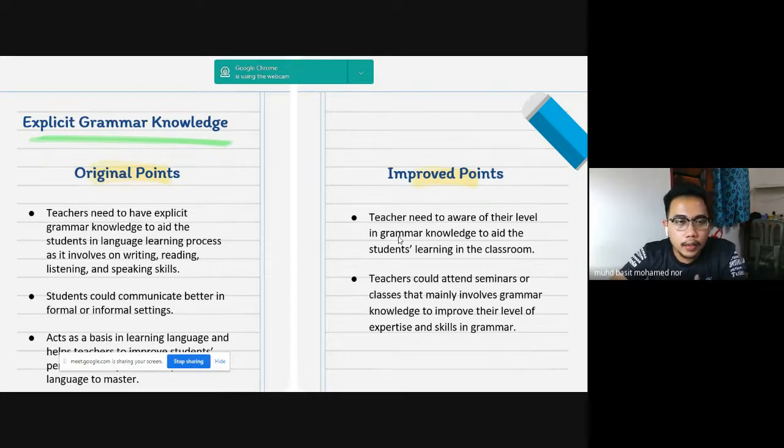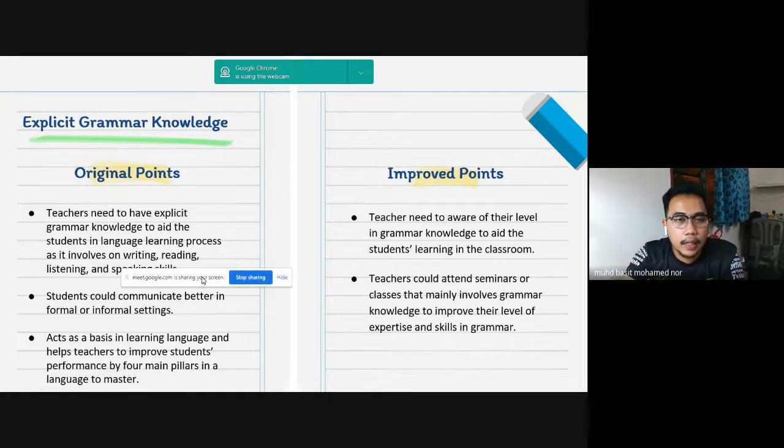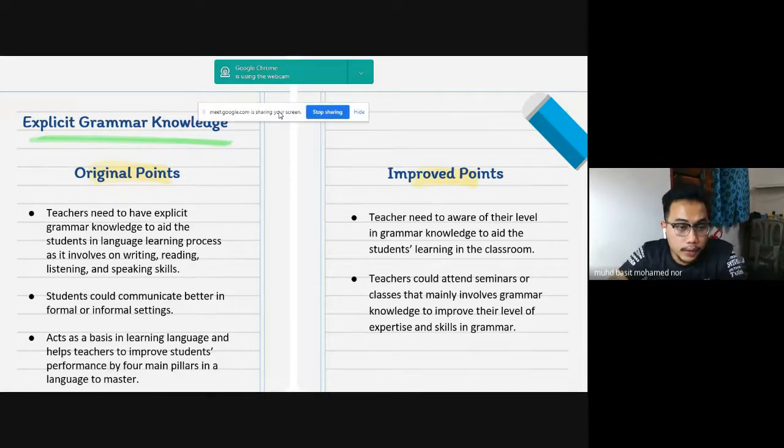Okay, I already said in my previous point that teachers need to have explicit grammar knowledge, and then students can communicate better if their teacher has explicit grammar knowledge. And this will act as a basis in learning the language, and it helps the teachers to improve students' performance by using the 4 main pillars of a language to master, which are writing, listening, reading, and speaking.